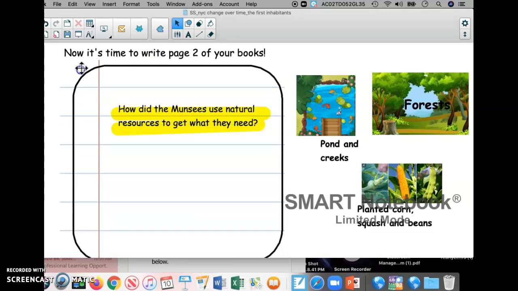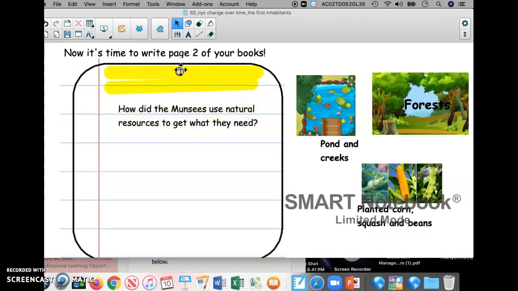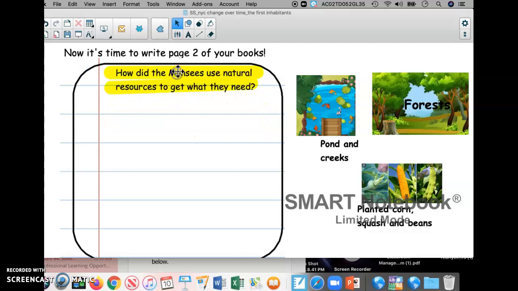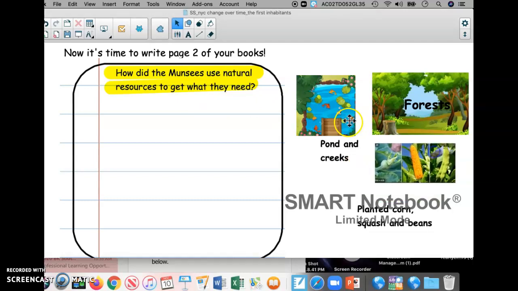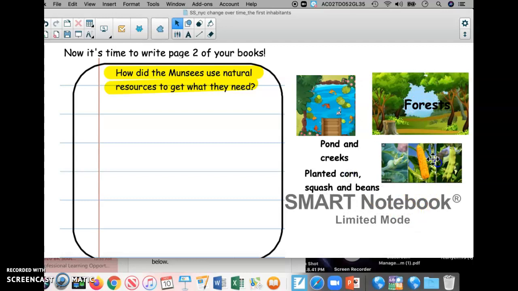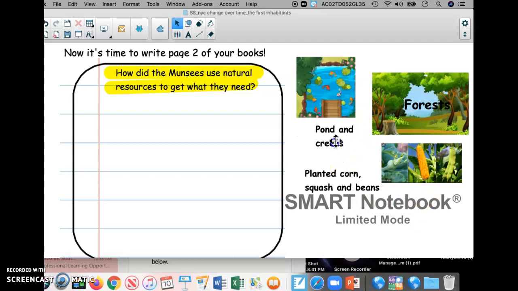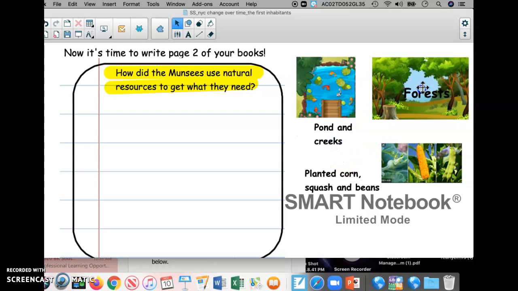Here is a page that I have set up for you boys and girls. And it's going to say on the heading, how did the Muncies use natural resources to get what they need? So we know from before we spoke about the ponds and creeks, how they fished. We know we went to the forest and they hunted different animals. And we know that they also planted corn, squash, and beans. So I want you guys to use these as an example to help you.